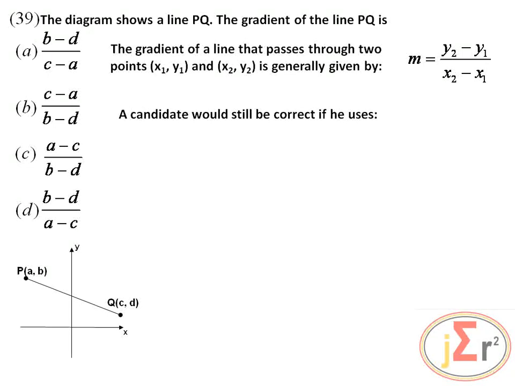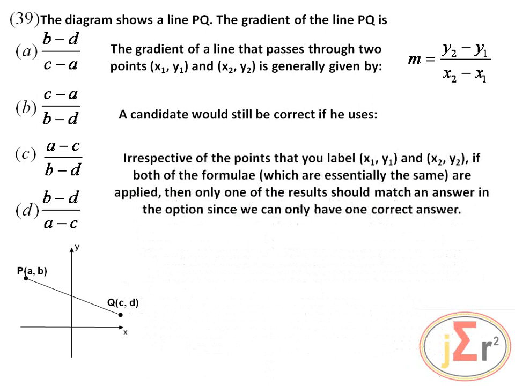A candidate will still be correct if he uses m is equal to (y1 minus y2) over (x1 minus x2). Irrespective of the points that you label (x1, y1) and (x2, y2), if both of the formulae, which are essentially the same, are applied, then only one of the results should match an answer in the options, since we can only have one correct answer. Irrespective of what we do, as long as we are using a mathematically legitimate method.